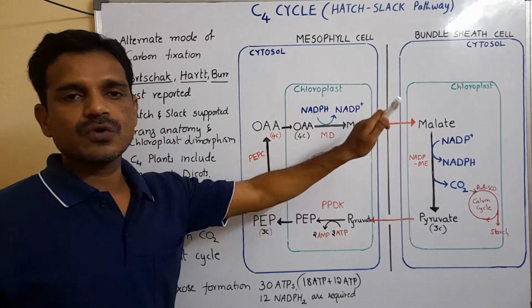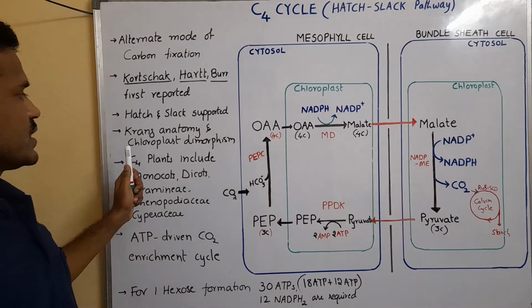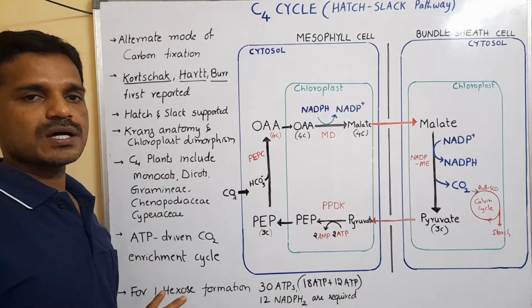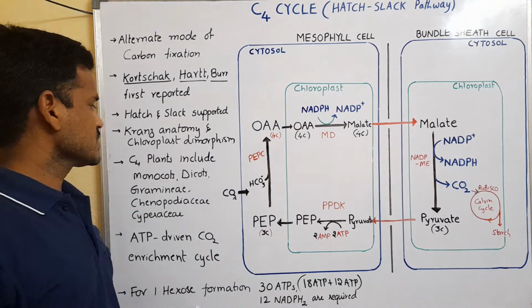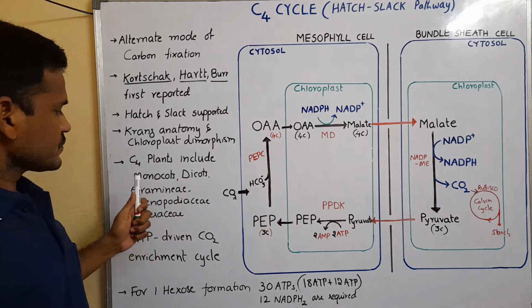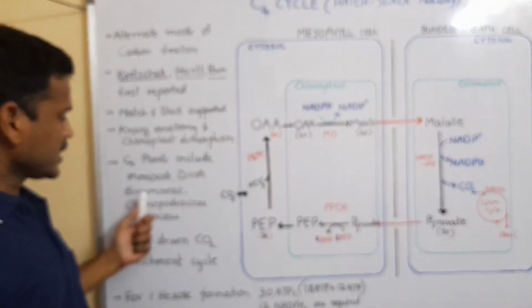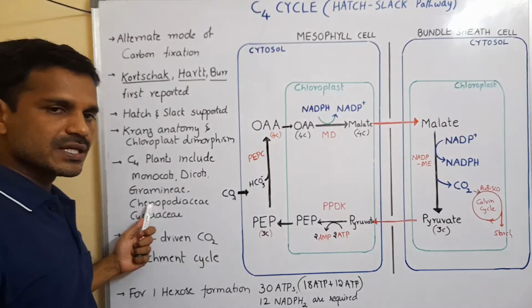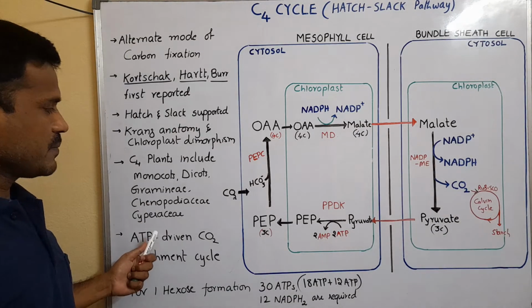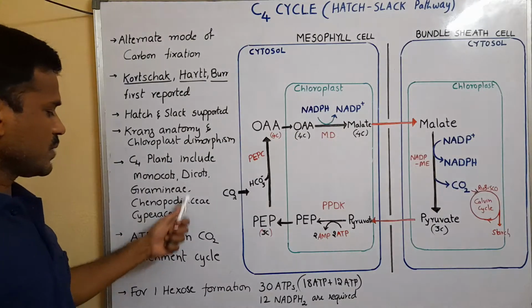So two types of chloroplasts are present in C4 plants. That's why it is called chloroplast dimorphism. Generally, C4 plants include some monocots and some dicots, Graminae family members, Chenopodiaceae, Atriplex, and Cyperaceae. These family members also show the C4 cycle. So all these are C4 plants.